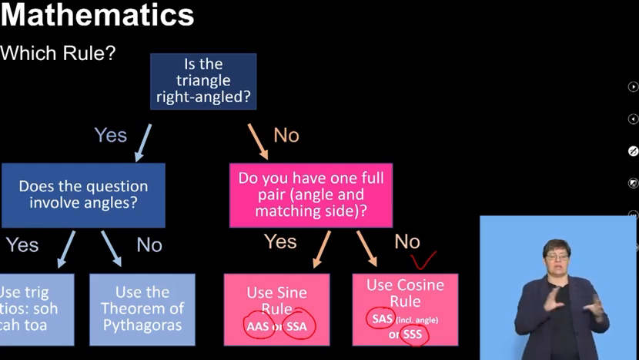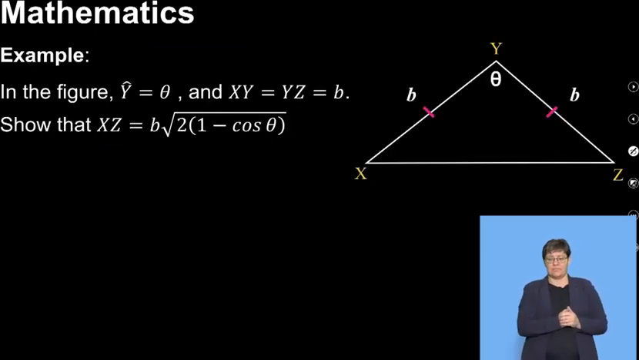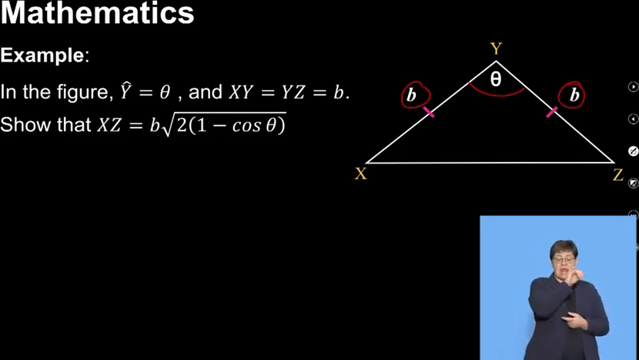Okay, so let's begin with our first example. In this figure they've given us a triangle XYZ with angle Y equal to theta, so they've given us this angle here, and they've given us these two sides XY and YZ which are equal, and they both equal b. Okay, and they want us to show that XZ is equal to some expression, this expression here.